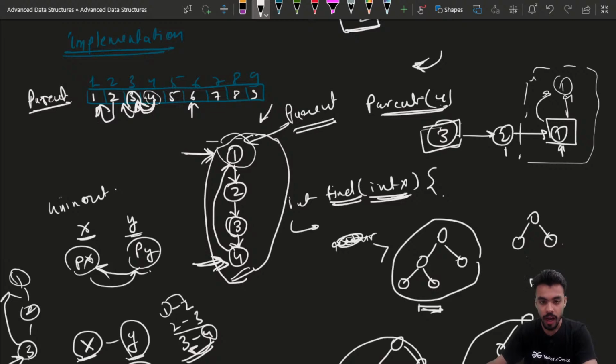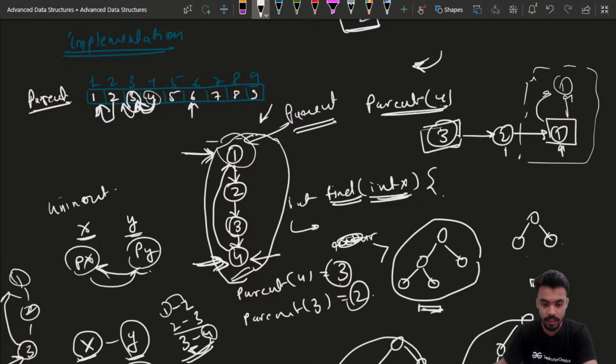Okay, so if we want to find the parent of 4, first we will be finding the parent of 4. So the parent of 4 here is 3. Then we'll be taking this 3 and finding the parent of 3, and that is 2. Then we'll be taking this 2 and finding the parent of 2, that is 1. And then we'll be checking the parent of 1, and you will see that the parent of 1 is 1 itself. So at this point you have to stop and you have to return 1 as your result.